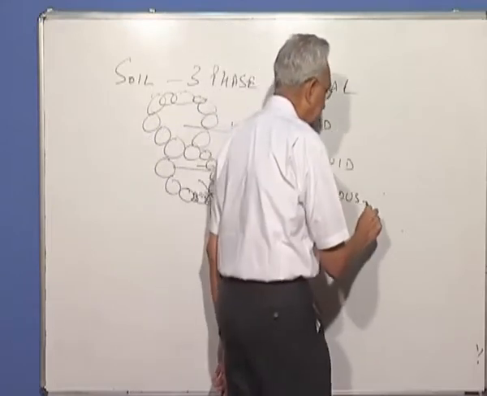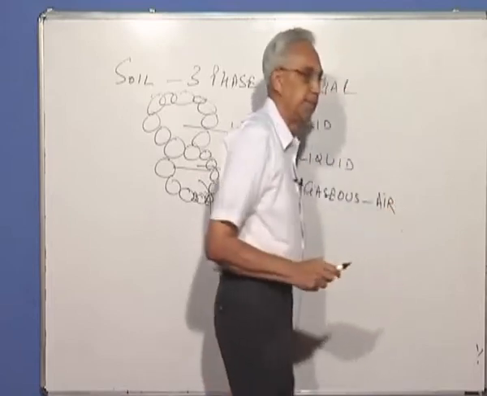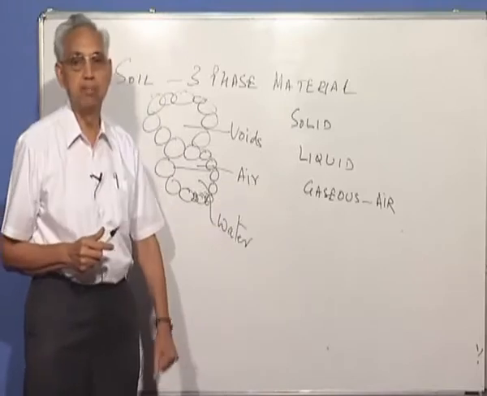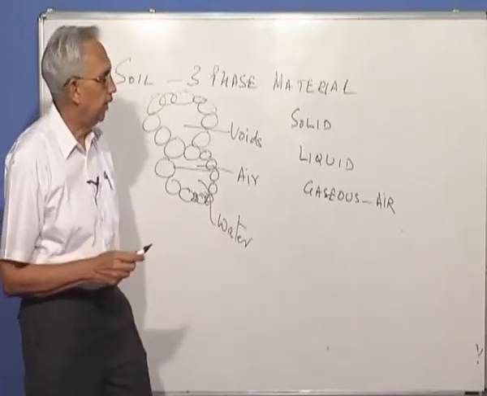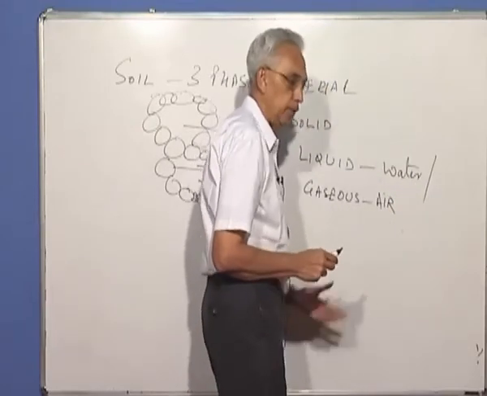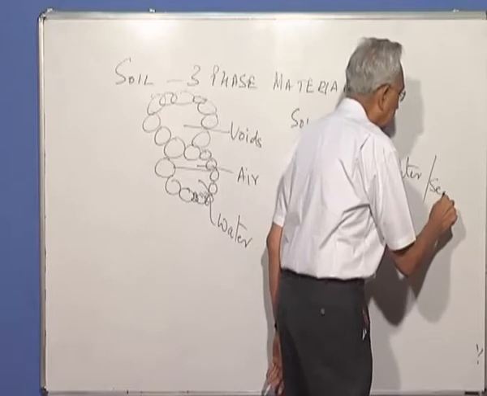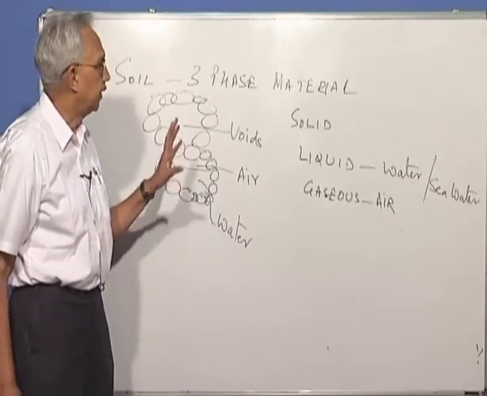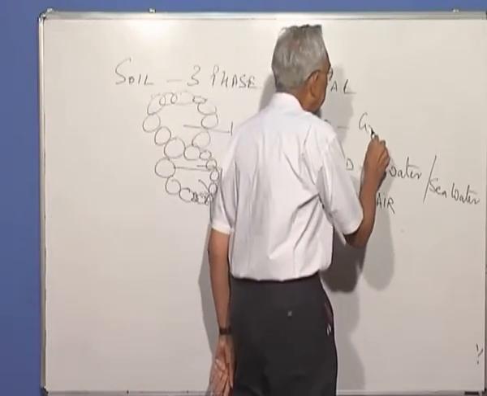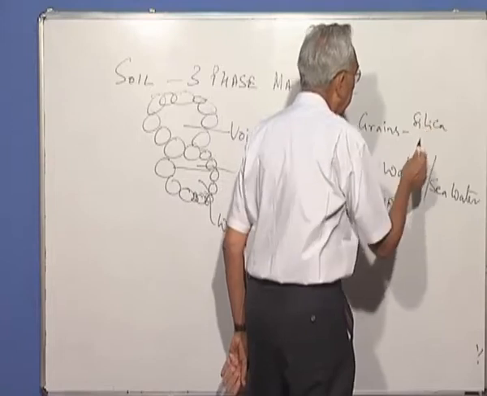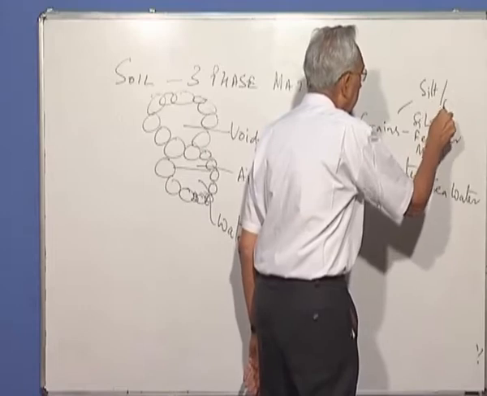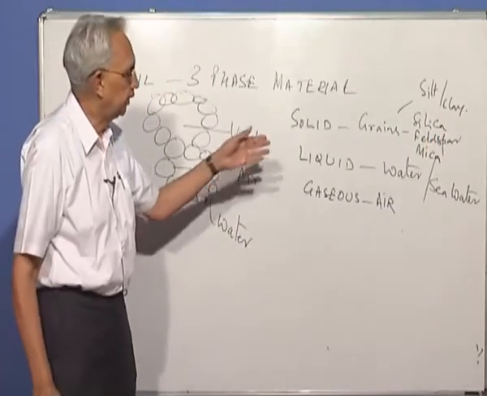And let us restrict ourselves to air, because in some petroleum refineries, etc., you may not have air, but you will have some other petroleum product. So liquid generally has water, except if you are working in a marine or coastal project, you may have seawater. So what you find is a typical soil consists of a solid material. These are all grains. They can be predominantly silica, or it can be feldspar, mica, or you can have a silt or a clay particle. So a soil consists of these three phases.